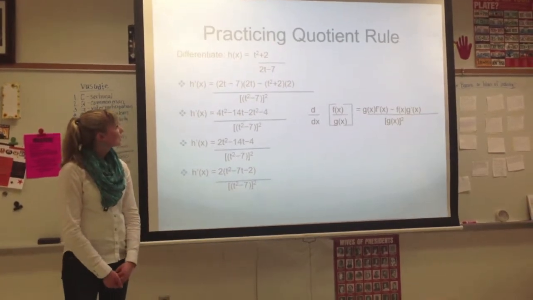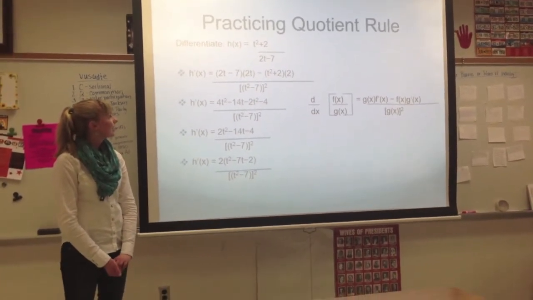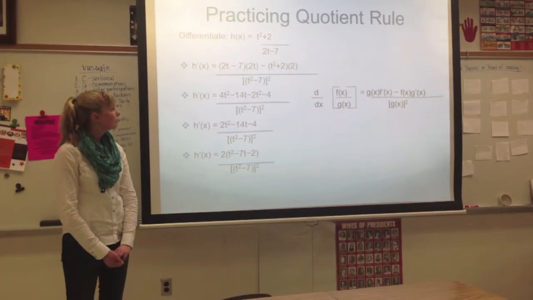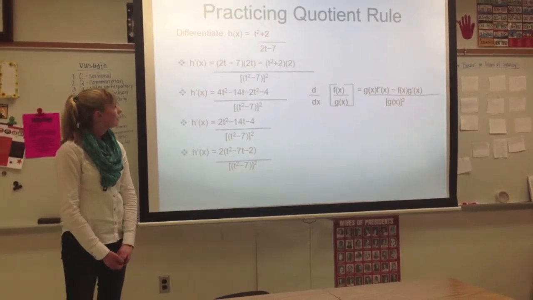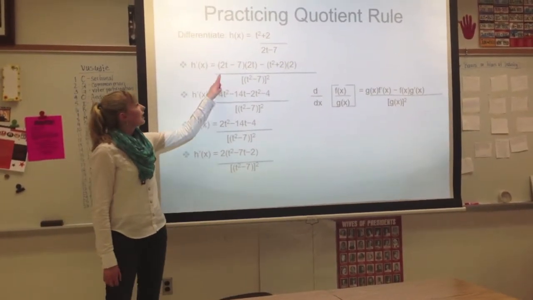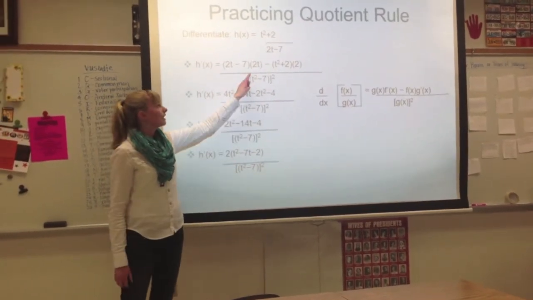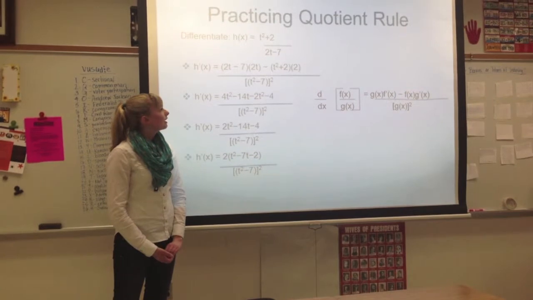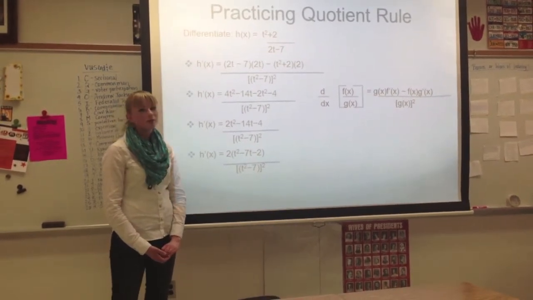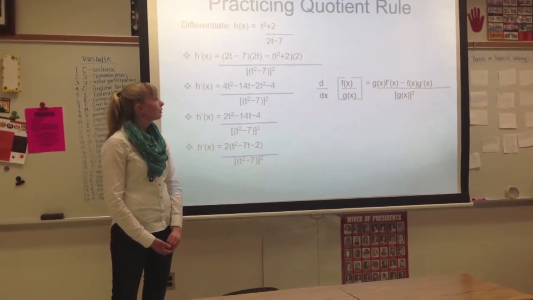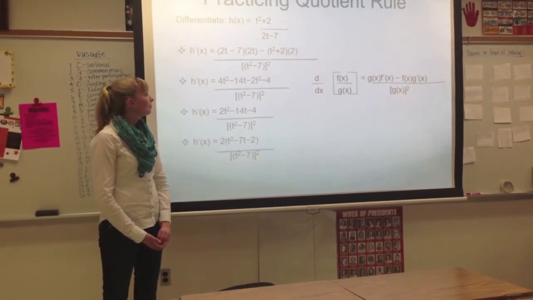And the last practice quotient rule problem says differentiate h of x equals t squared plus 2 over 2t minus 7. So you have your denominator, 2t minus 7, times the derivative of your numerator, which is 2t, minus your numerator, t squared plus 2, times the derivative of your denominator, which is 2, all over your denominator squared.